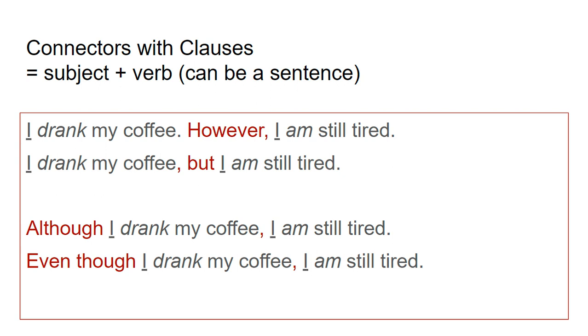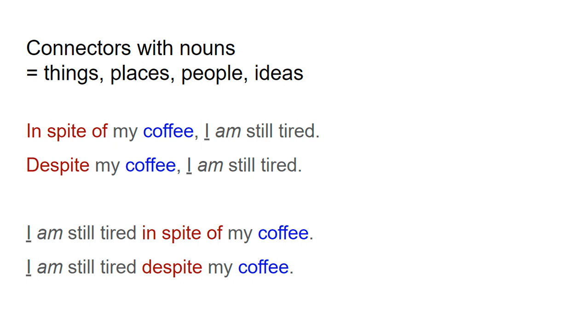Now I can use my new words as well at the beginning. Although I drank my coffee, comma, I am still tired. Even though I drank my coffee, I am still tired. All of these sentences have the exact same meaning. It's totally up to you which ones you use. The important thing is when you see although and even though in a reading, you understand, alarm, two different ideas here. That's the important thing.